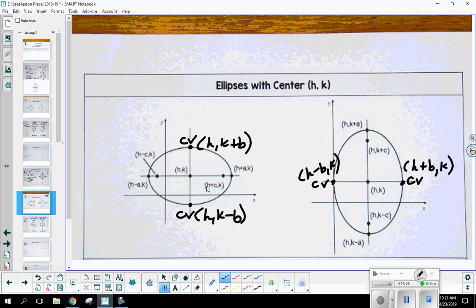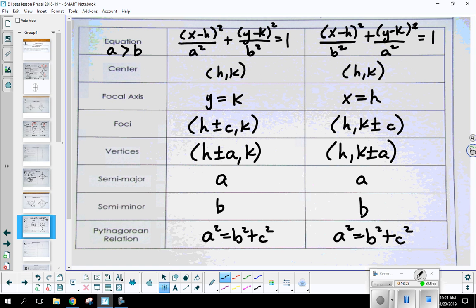All right, well, let's look at what's going to happen if we have an equation that is not at the origin. So the first column here represents if the major axis is horizontal again. The second represents if it's vertical.